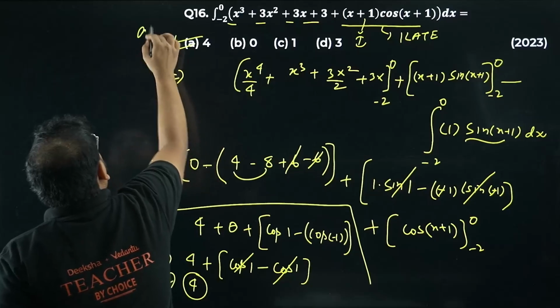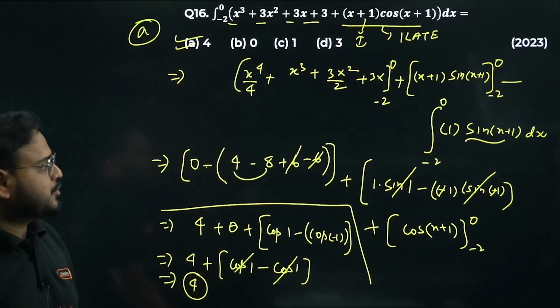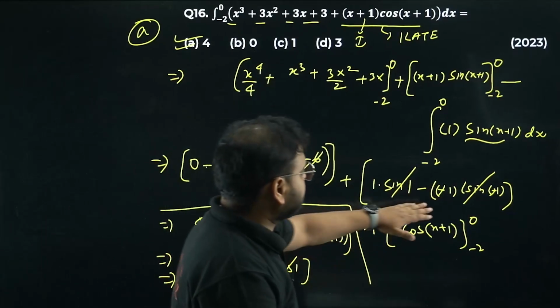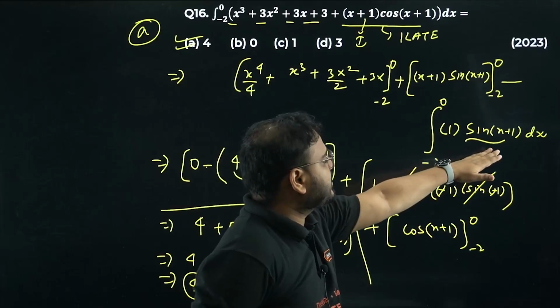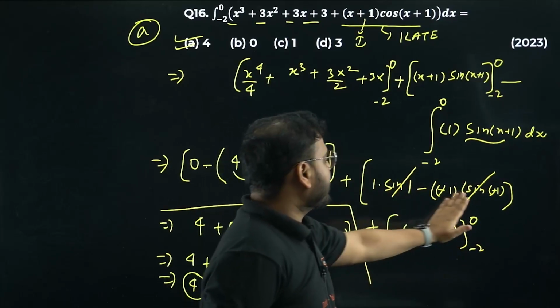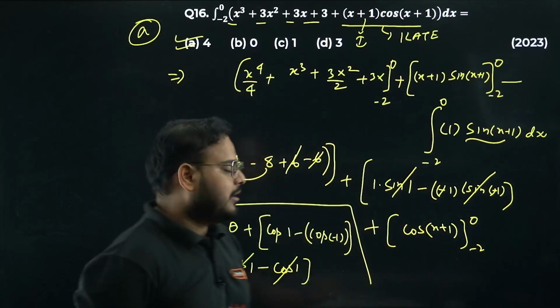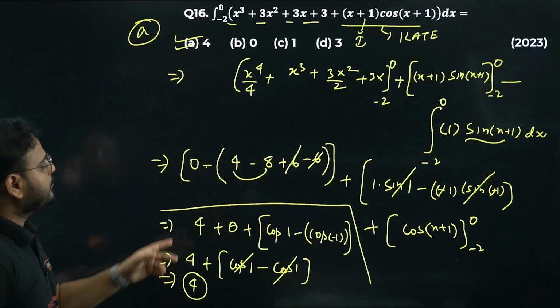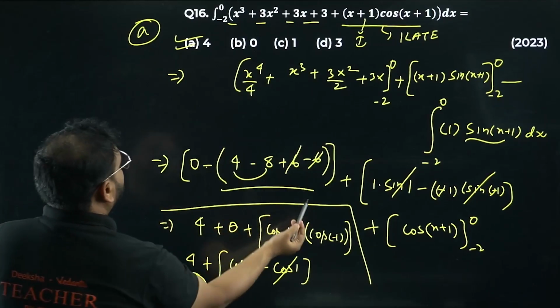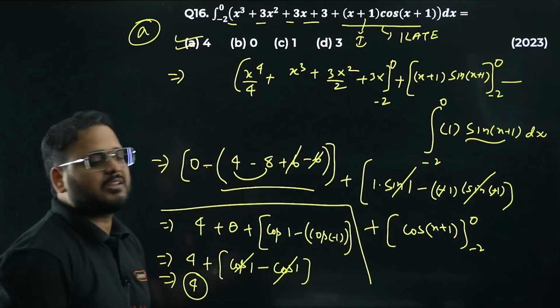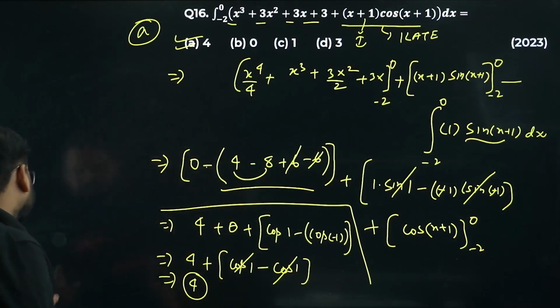16th one, option A is correct. So in this question, even after writing this part, you can see the answer will be, this is also going to be cancelled, this is also going to be cancelled. The answer is going to be simply 4, this constant. So the first step and second step are good enough to get the answer as 4. 16 is done. 17 now.